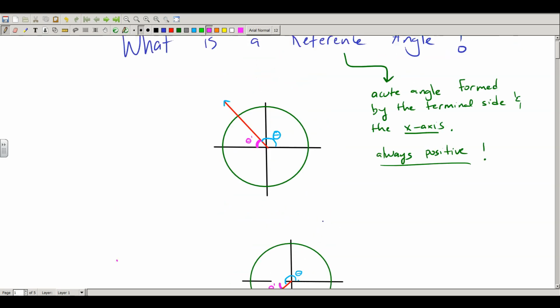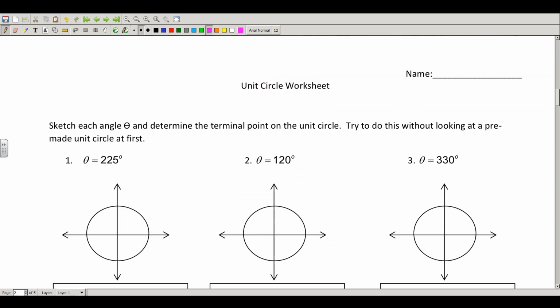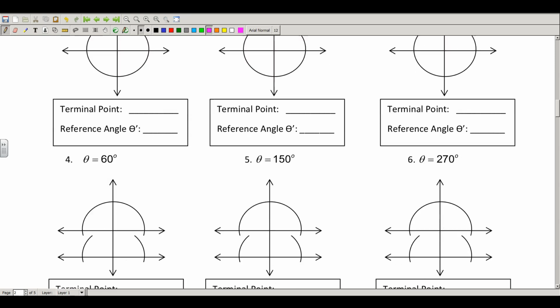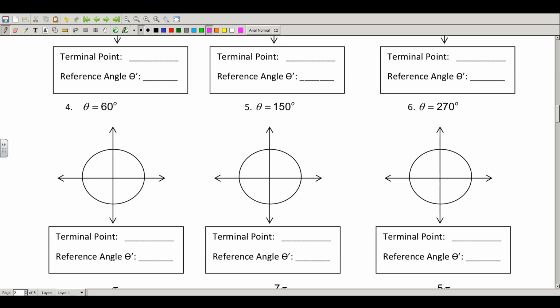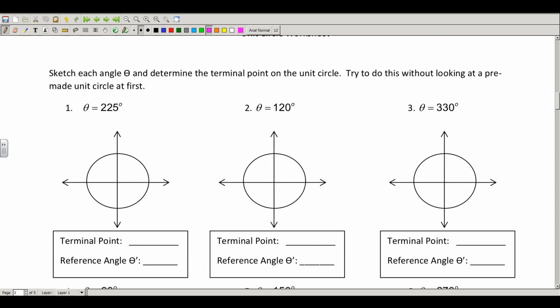So when you had those problems on the unit circle, this sheet right here, and you had to draw out the angle and then give its reference angle, I know some people were kind of struggling on that because we didn't talk about it too much. So if we go over some of these problems with that idea in mind, then hopefully it becomes easier to think about.